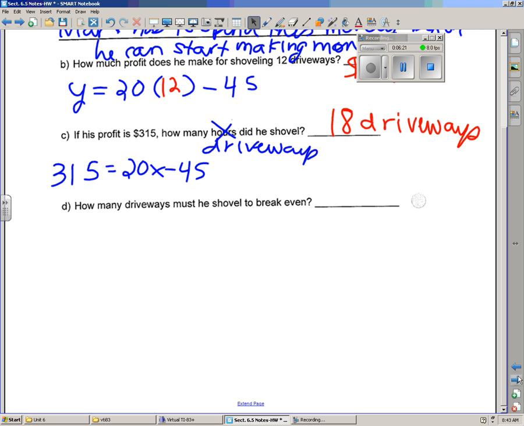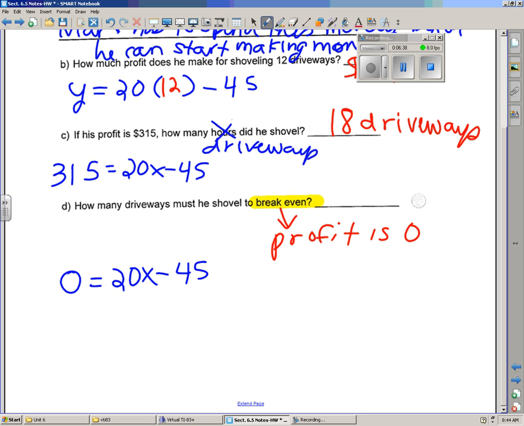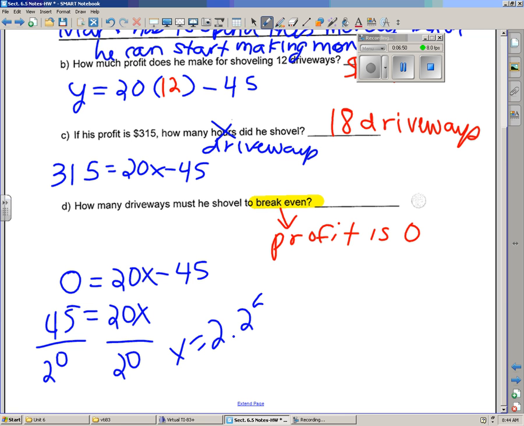And then how many driveways does he shovel to break even? Break even is when he basically pays himself back. And to pay himself back, it means that his profit is 0. So what happens here is to break even, we're going to have 0 as our profit, $20x minus 45. What's going to happen is you won't get an exact answer. You add 45 to both sides. When you divide both sides by 20, you get x to be 2.25. Well, you can't shovel a quarter of a driveway. So in order to break even, he must shovel 3 complete driveways. Now he's actually made a profit. He hasn't just broken even, he's actually made a profit.